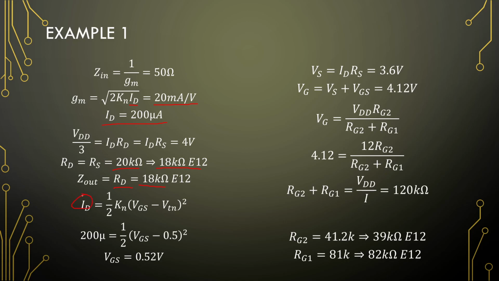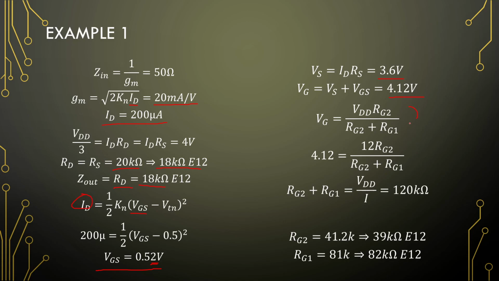With the drain current calculated, we can find our VGS value, and that is 0.52 volts. That is only 0.02 volts larger than our threshold voltage, so this is a very dangerous area to work in for this amplifier. We are very close to going into the triode region, or being in cut off rather. Calculating our VS, it's 3.6 volts with the chosen resistor value, and that will give us a gate voltage of 4.12 volts.